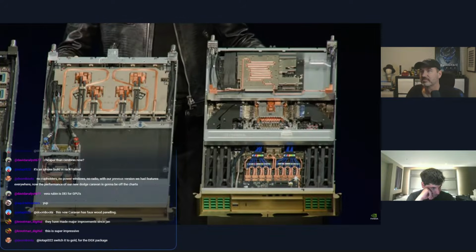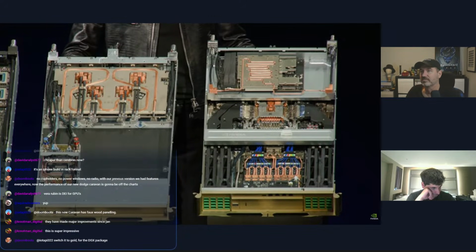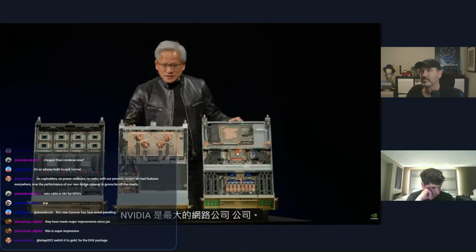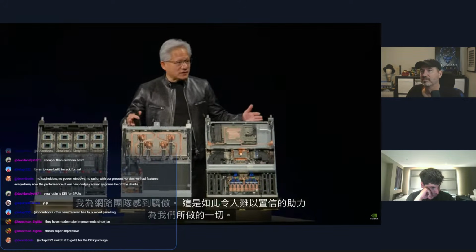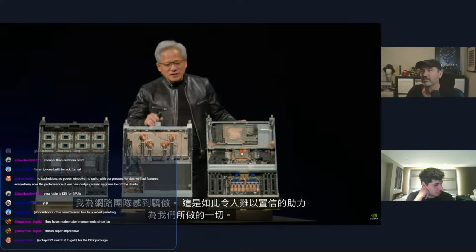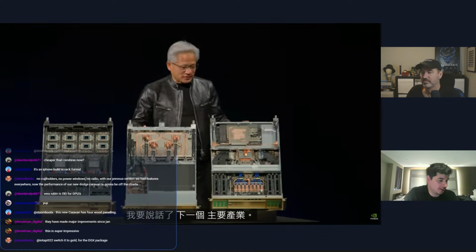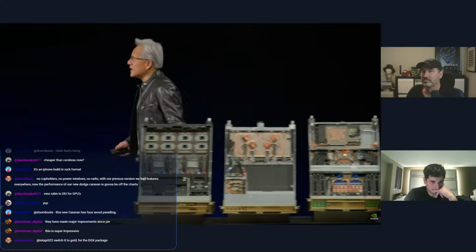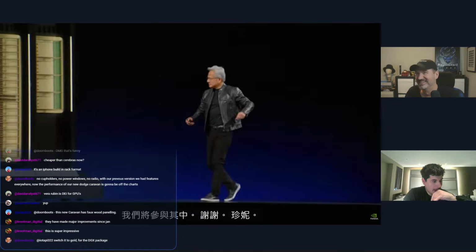And today, NVIDIA is the largest networking company in the world. I'm so proud of the networking team. This is such an incredible enabler for everything that we do. I'm going to talk to you now about Blackwell. Sounds like the next major industry we're going to be part of together. Thank you.